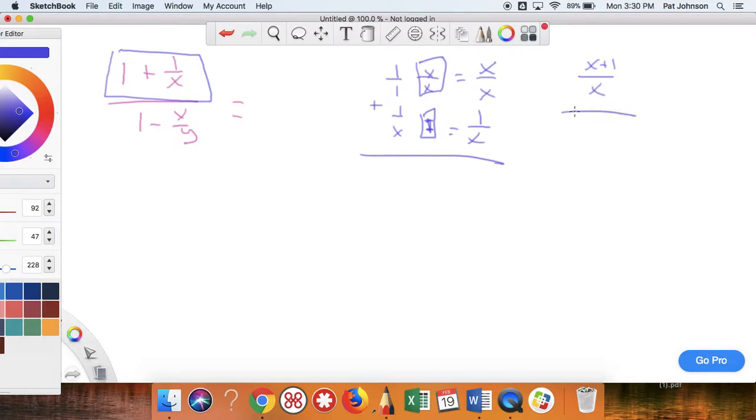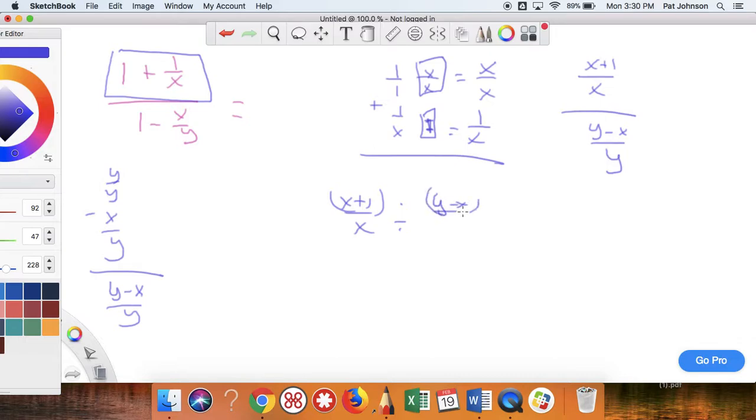That's my numerator. So I'm going to do the same thing to my denominator. So I'm going to do y over y minus x over y. So I just got the common denominator of these two. And then I end up with what? y minus x over y. So now I'm going to rewrite this as x plus 1 over x divided by y minus x over y.